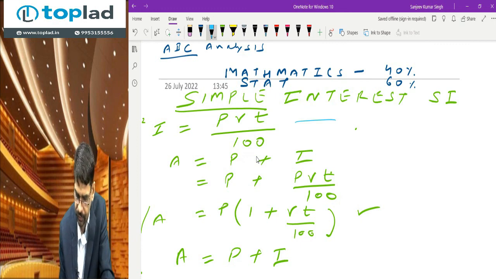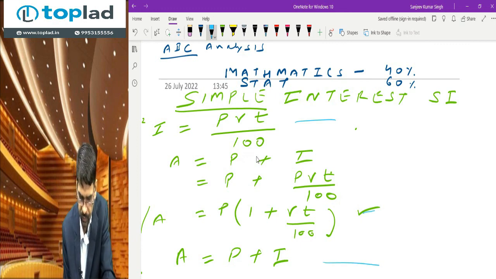So this one, and this one. One interest, after that this one and this one.